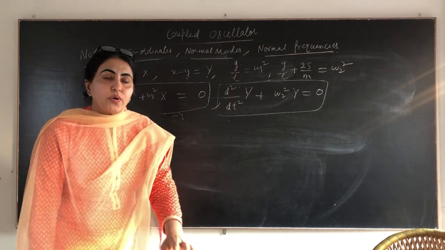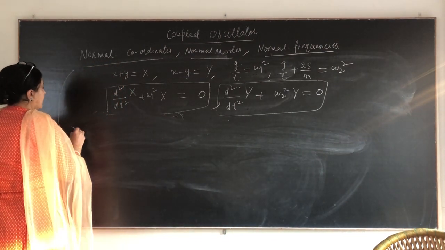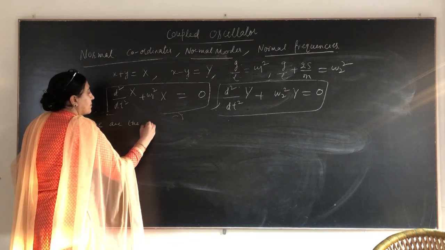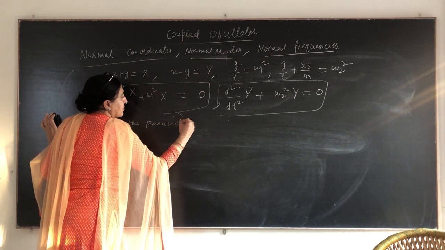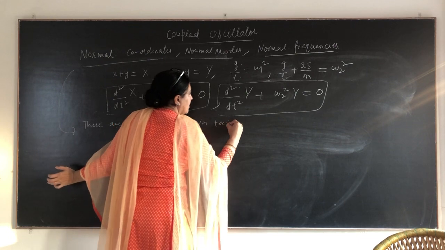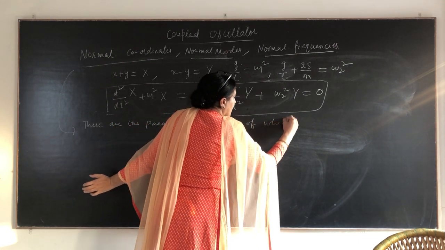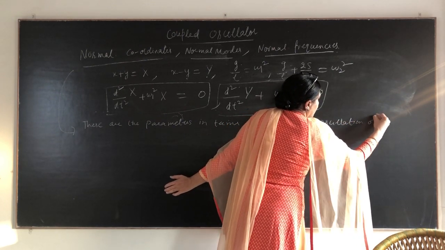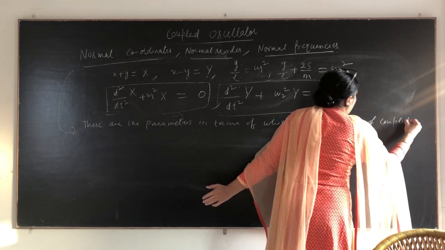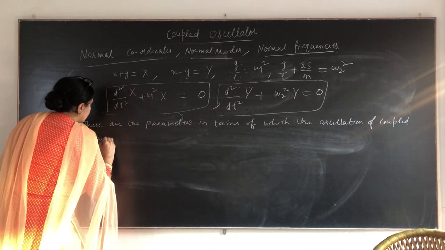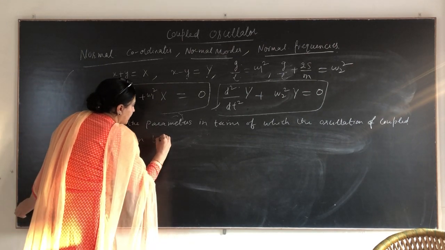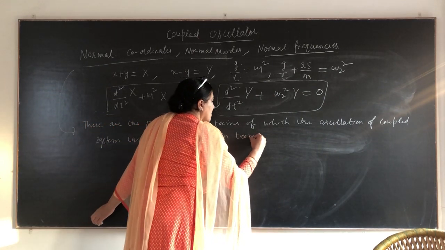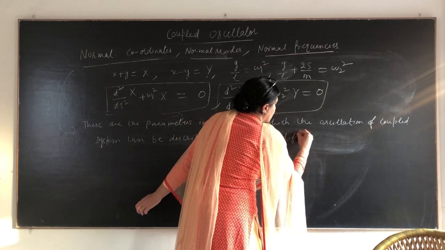Okay. So how can you define the normal coordinates? You can say these are the parameters in terms of which the oscillations of a coupled system can be described in terms of differential equations.